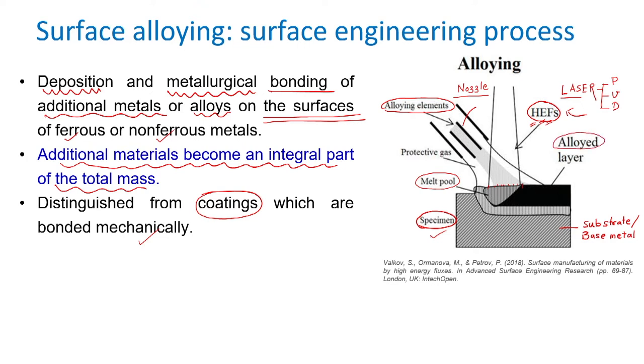Now to protect the molten metal from oxidation, we are using some inert, protective gases, and in general argon is used as the protective gas.